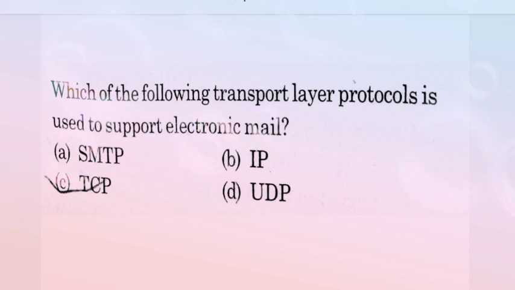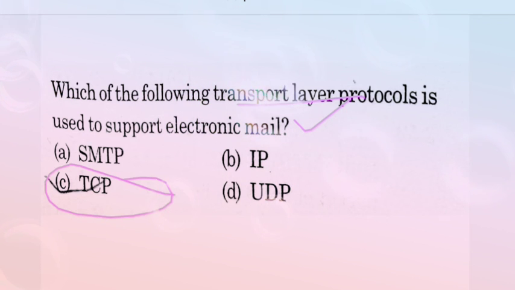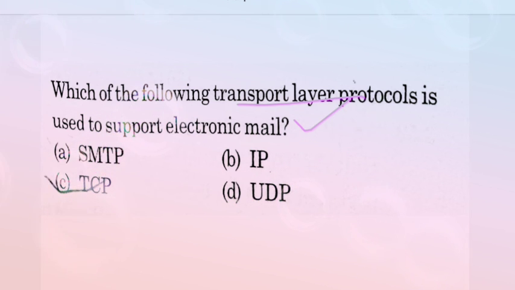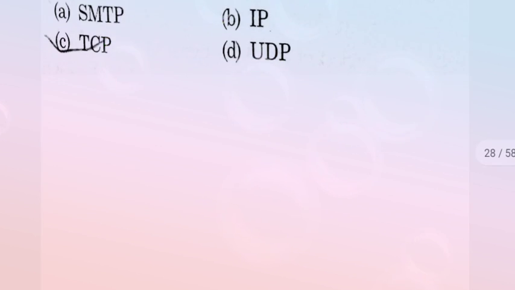Which of the following transport layer protocols is used to support electronic mail? Here the transport layer protocol is TCP. So TCP is used to support electronic mail, not SMTP, IP or UDP. You should remember this point: here the transport layer protocol is asked of you, not the other protocols.